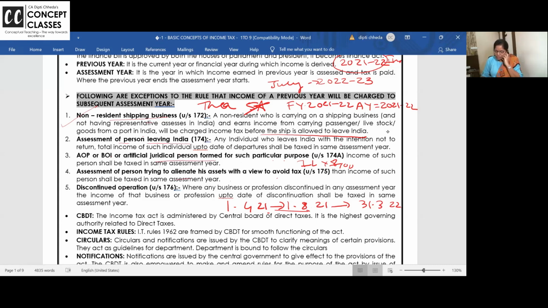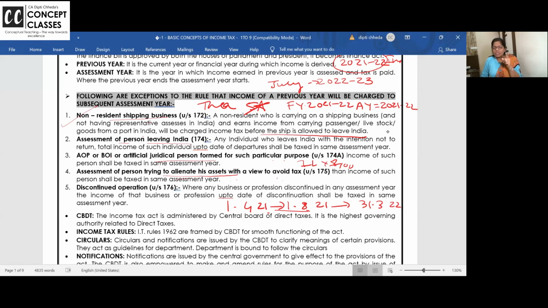Such a beautiful word, alienate his assets. You know, someone is trying to alienate his assets. They are hiding assets, diverting them, running off, and they are trying to avoid the tax. You should ask them to pay the tax now only.